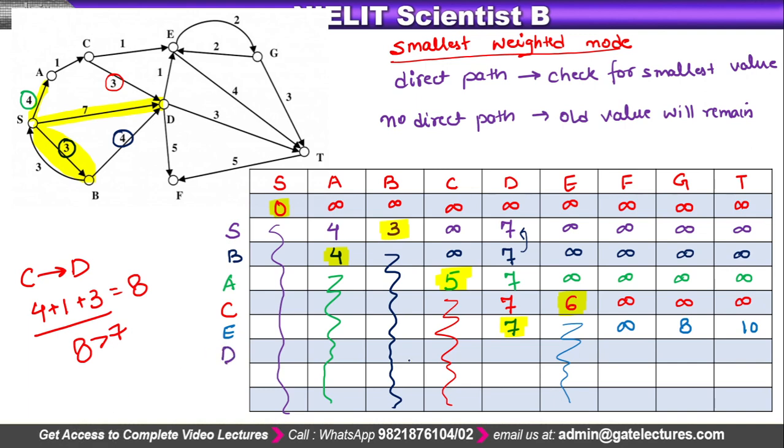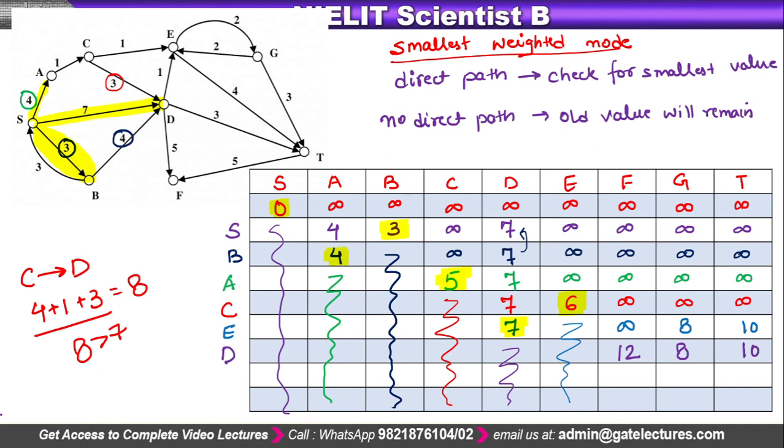So in case of D, now we will not take this D attribute. So D to F. Now D to F is 5. So this is 7 and 5. 7 and 5 is 12. So the value over here will be 12. Now D to G. D to G, there is no direct path. So 8 will remain as it is. And D to T. D to T is 3. So 7 and 3 will give you 10.